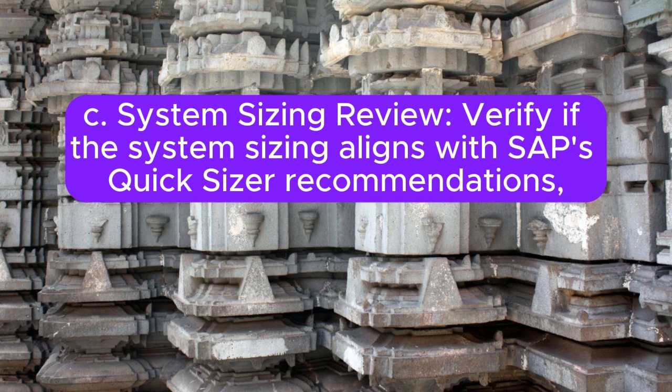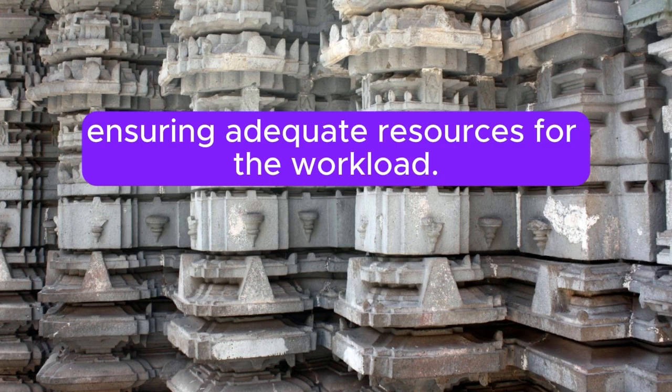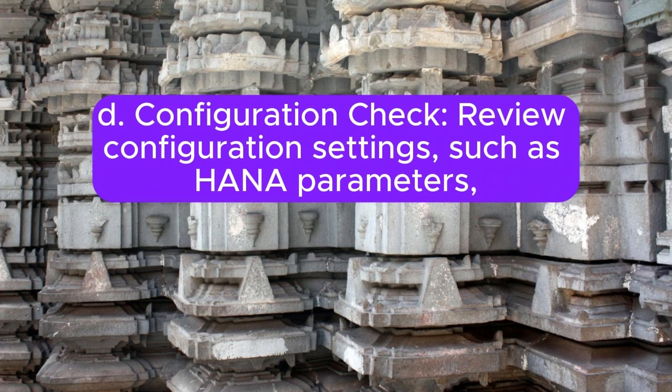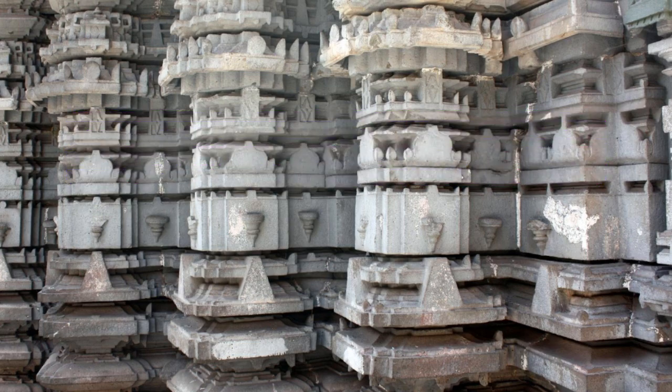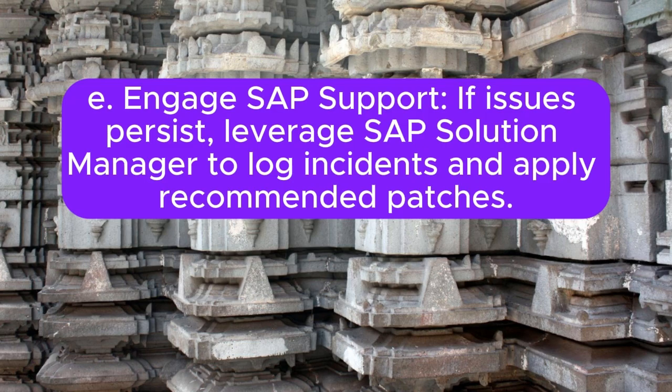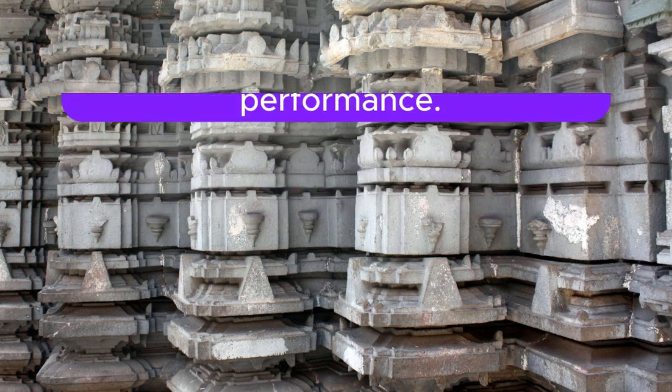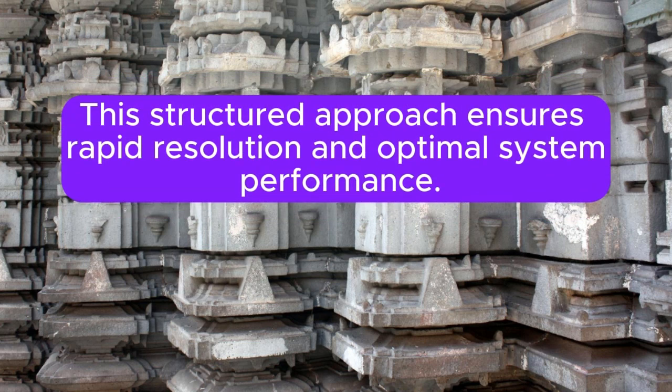C. System sizing review. Verify if the system sizing aligns with SAP's Quick Sizer recommendations, ensuring adequate resources for the workload. D. Configuration check. Review configuration settings, such as HANA parameters, to ensure they're optimized for the workload, for example, OLTP versus OLAP. E. Engage SAP support. If issues persist, leverage SAP Solution Manager to log incidents and apply recommended patches. This structured approach ensures rapid resolution and optimal system performance.